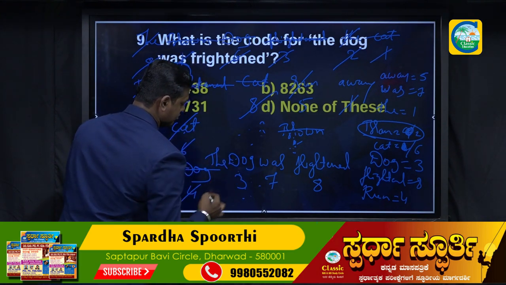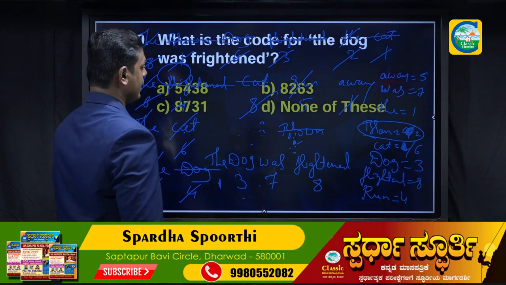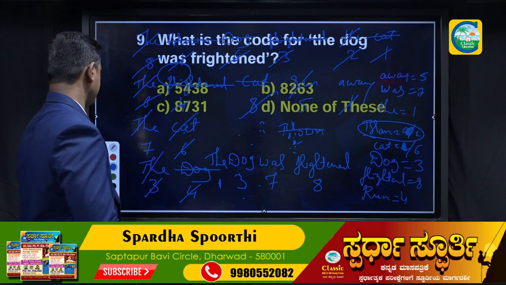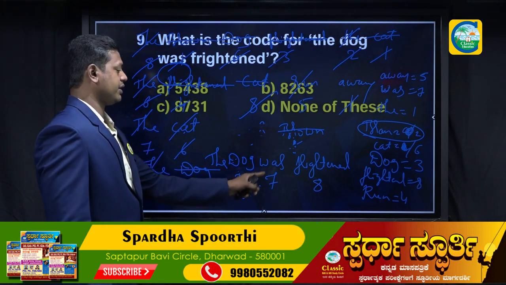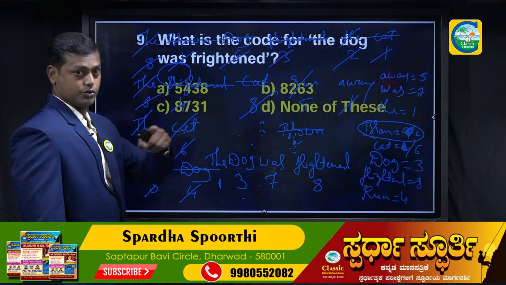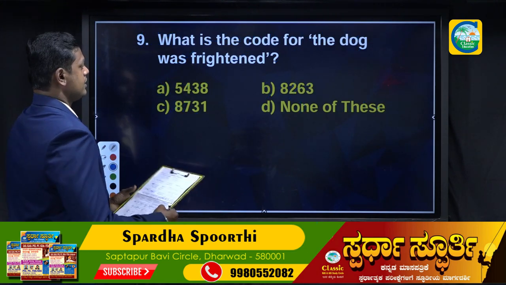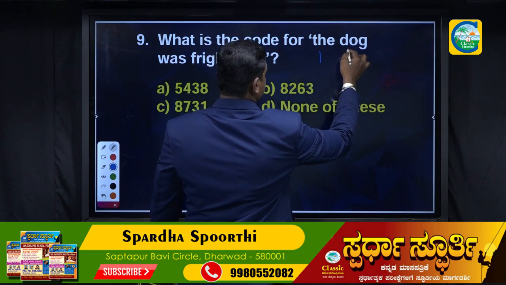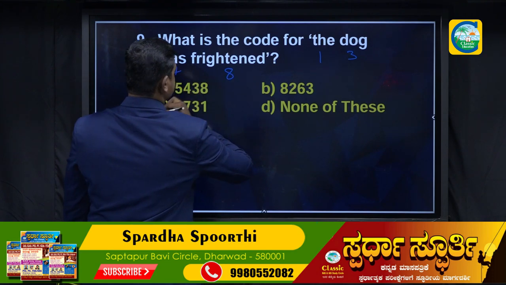We have to take the codes 1, 3, 7, 8. You have to remember this, friends. I'll rub it out because the question will not be seen properly. So the code is 1, 3, 7, 8.